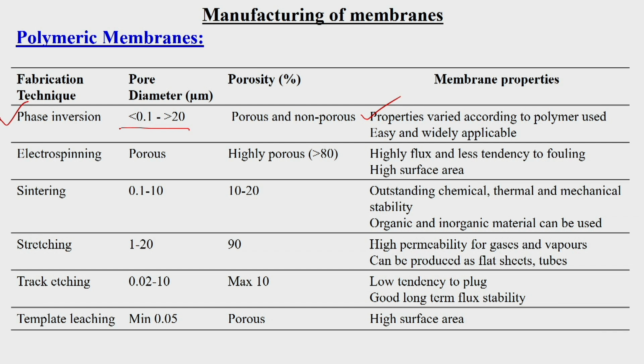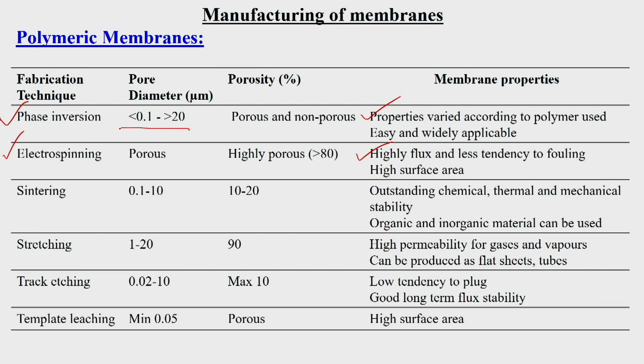In the case of electrospinning, the membrane is highly porous, with porosity sometimes more than 80%. The flux value is very high, with less tendency to fouling and high surface area.